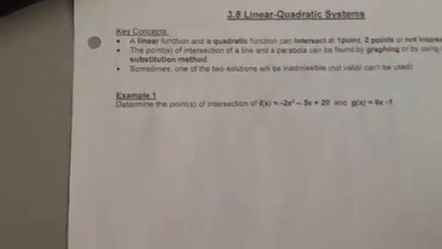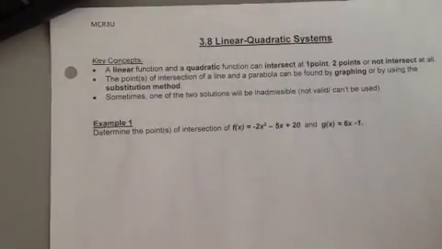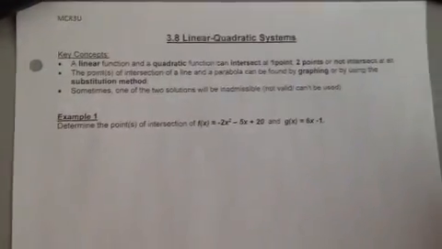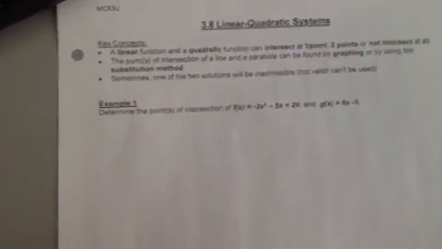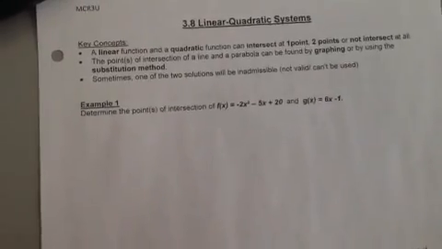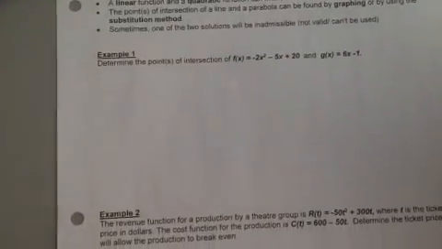Now, how do you find the points of intersection? Points of intersection of a line and a parabola can be found by graphing, which is the worst way, or by using the substitution method. That's what we're going to use. So let's take a look at example number 1.